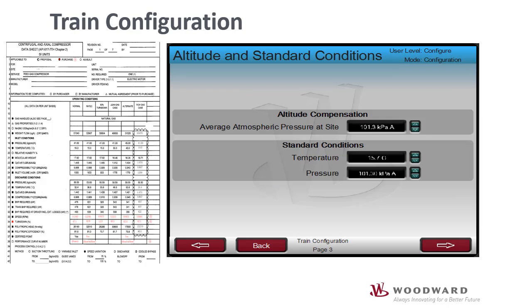The next is altitude compensation and standard conditions entry. Unless you are given some other information by the customer, we should leave this as the default conditions. In this datasheet, the customer did not provide any specific standard condition or altitude compensation, so we are going to leave that as it is, as a default condition.